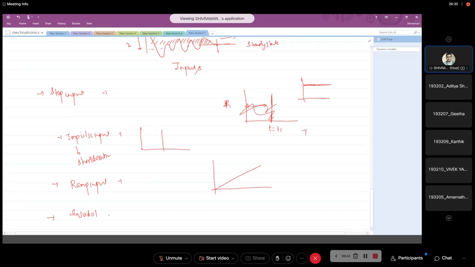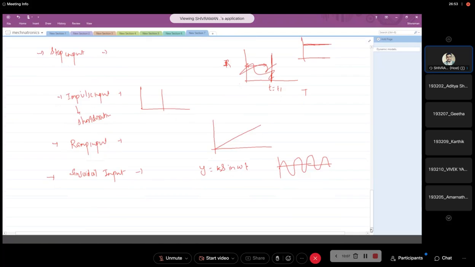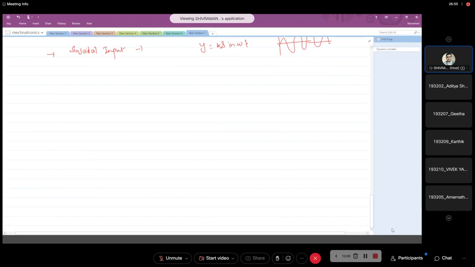Then you have a sinusoidal input, which is defined as a function in terms of a sine wave. So you are adding an input as a function of a sine wave, which is represented by y is equal to k sine omega t. Okay. Now comes the different types of systems which can be developed by the combination of dynamic, response, and input.